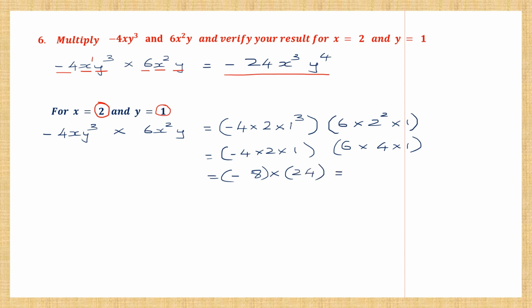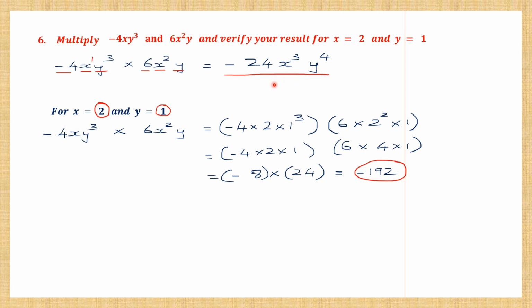Minus 8 into 24, the sign is minus. 24 into 8 is 192. So here this is one answer that we got when we multiplied these two monomials. And we replaced x and y with this. Now let's take this answer that we got because we're going to verify it, isn't it? We're going to verify to see whether these two after multiplication will have the same answer as this.